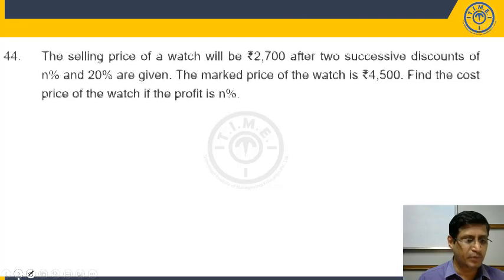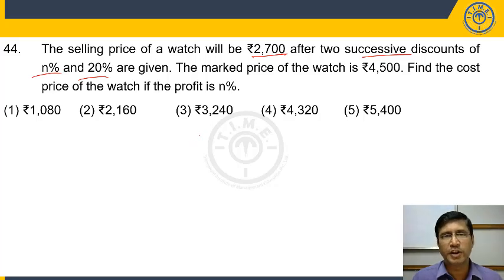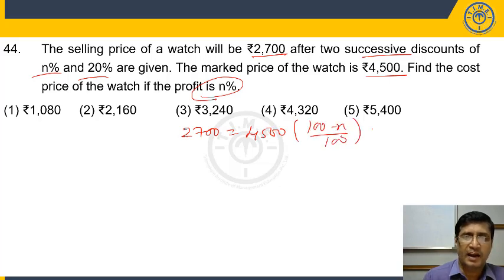Now look at the next example on your screen. Selling price of the watch will be 2,700 after allowing 2 successive discounts. The discounts are N and 20%. The market price is given here. So find the cost price if the profit is N%. Now selling price is given 2,700. Market price is 4,500. First discount is N% and the second percent is 20%.